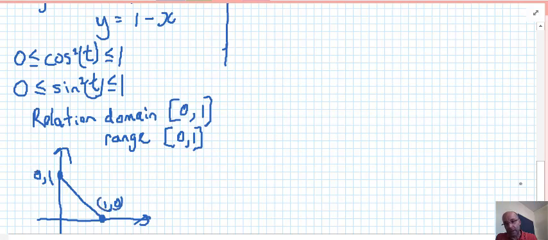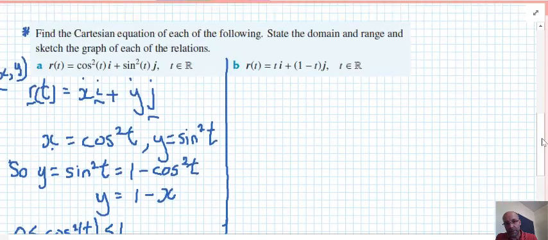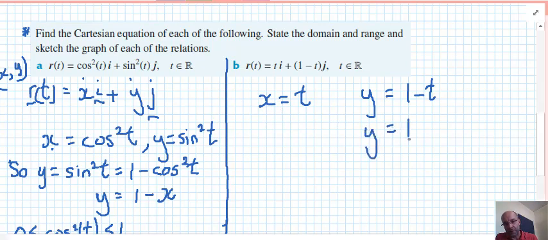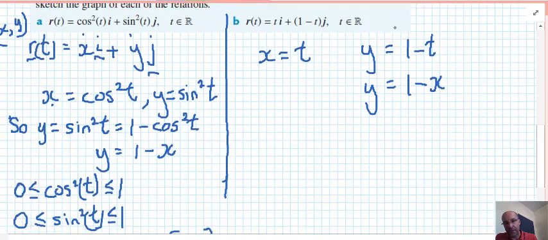Okay, last one. We have r of t is t i plus 1 minus t j. We have to do the same with that. This one's a bit quicker. So x equals t, y equals 1 minus t. So we can say y is 1 minus x. And so we've got a graph here. t is any real number, by the way. So it's the same graph as last time, but there's no limit. It's not a line segment, it's a line.